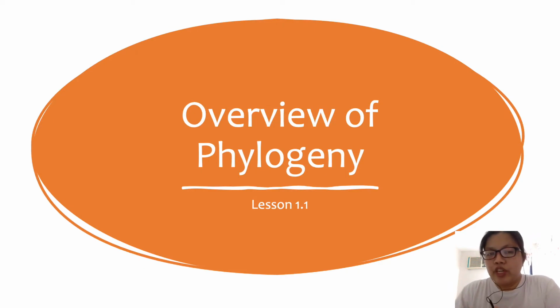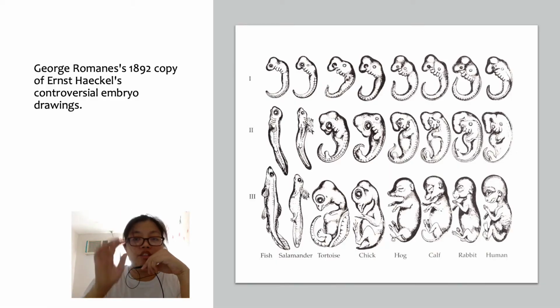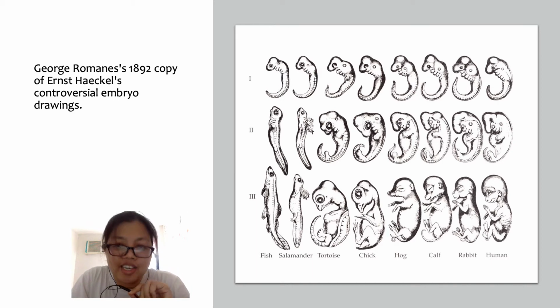Okay, let's start with lesson 1.1. Lesson 1.1 is entitled Overview of Phylogeny. In your learning guide, you can see this illustration. This illustration is a controversial embryo drawing by Ernst Haeckel.